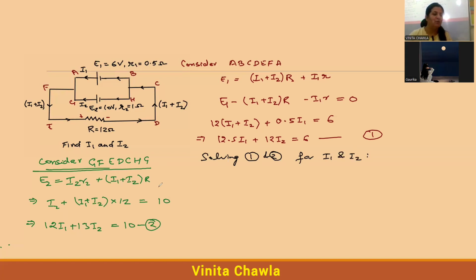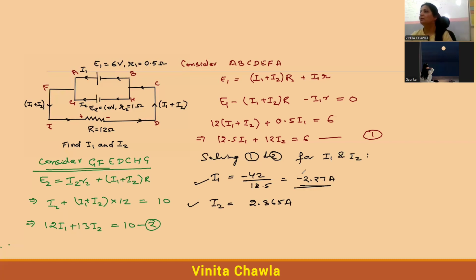From here, you will get the value of I1 as minus 42 by 18.5. It is minus 2.27 ampere. And the value of I2 as 2.865 ampere. On solving these two equations, you will get the value of I1 and I2 as this. Okay, why are we getting this negative sign? What does this negative sign represent? Are we getting a negative current? Its direction is reversed. The direction that we have assumed for I1 is not correct. Actual direction is opposite of it. Okay.